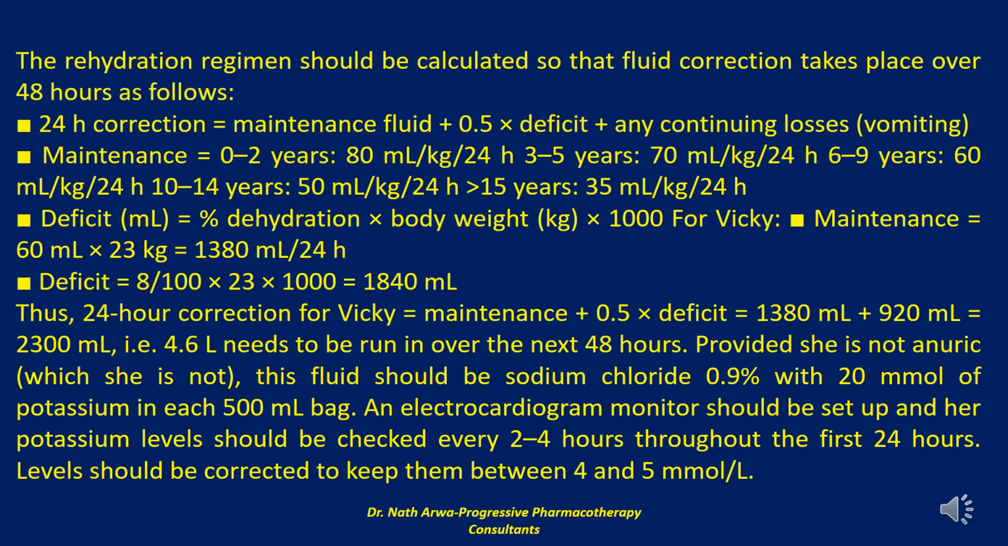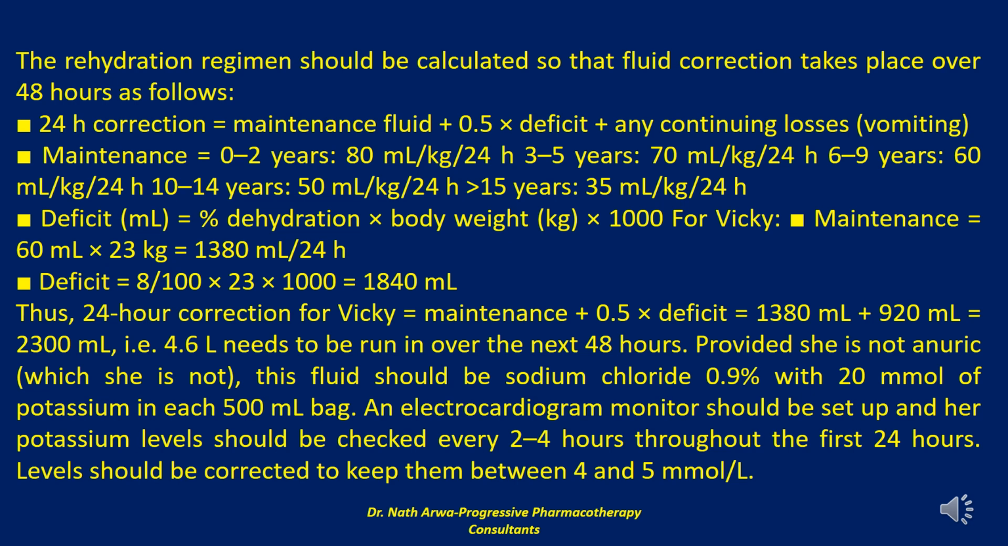For 0 to 2 years, 80 ml per kilogram per 24 hours. 3 to 5 years, 70 ml per kilogram per 24 hours. 6 to 9 years, 60 ml per kilogram per 24 hours. 10 to 14 years, 50 ml per kilogram per 24 hours. Greater than 15 years, 35 ml per kilogram per 24 hours. Deficit in ml is equal to percent dehydration multiplied by body weight in kilograms multiplied by 1000.